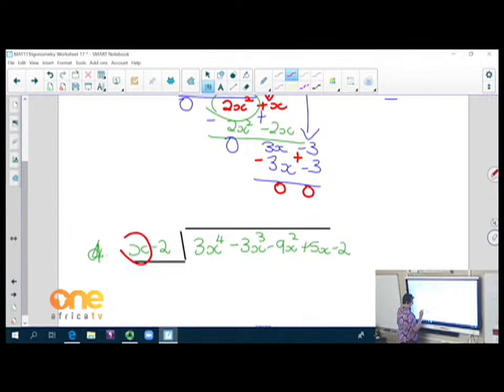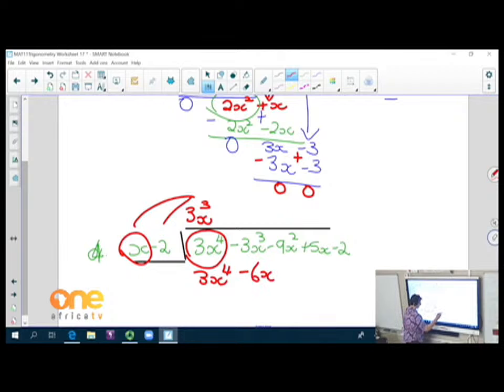Number 4. How many times will x divide into 3x to the power of 4? 3x to the power of 3. Multiply. So then you have 3x to the power of 4 minus 6x to the power of 3. And we subtract, so we change the second signs and add. That one is a 0. This one is 3x to the power of 3. We bring down the next one, negative 9x squared.